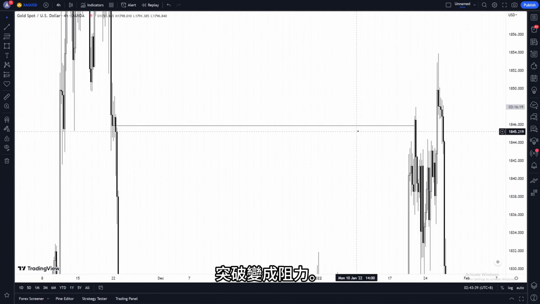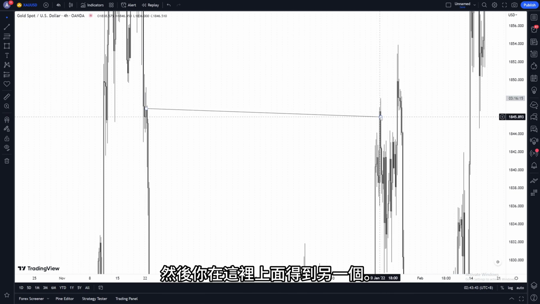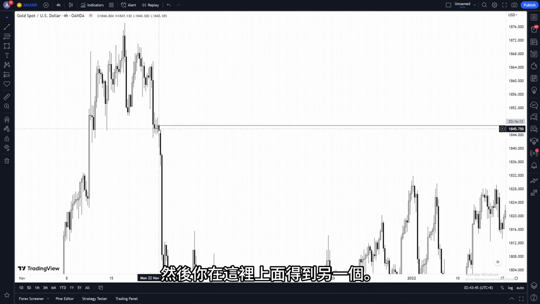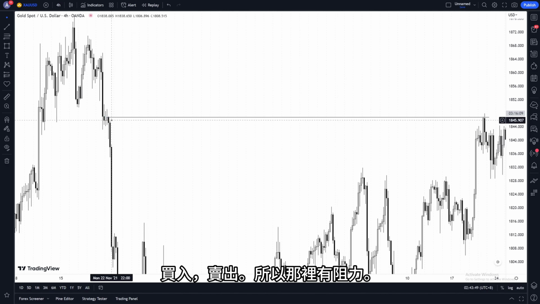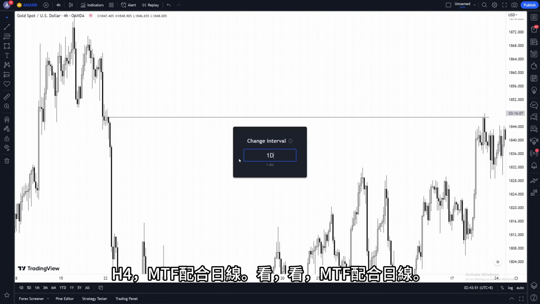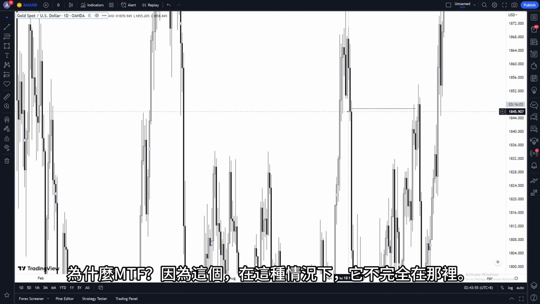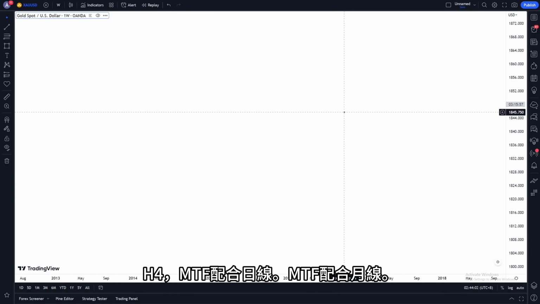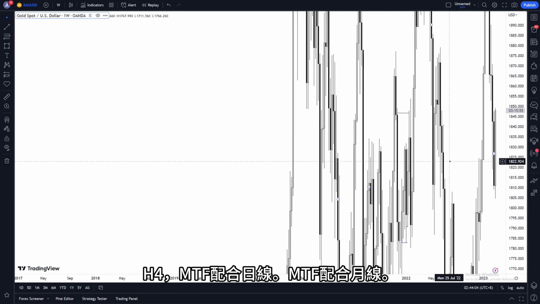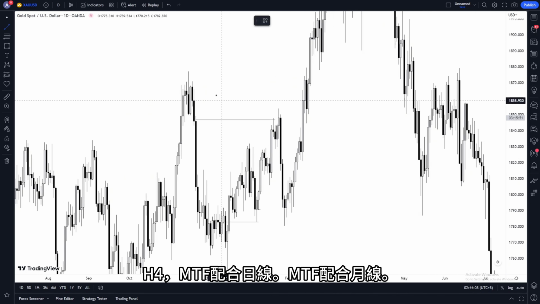Okay, this is within that weekly daily thing, and then you've got the other one right above here. So what would this be? H4, fresh, right? Buy, sell, so it's resistance. H4, MTF with a daily. Look, MTF with a daily. Why MTF? Because in this case it's not exactly there. It's a bit above. Yes, that's good. That's a refinement, so it's even better, in fact. H4, MTF with the daily, MTF with the monthly, and there we are.